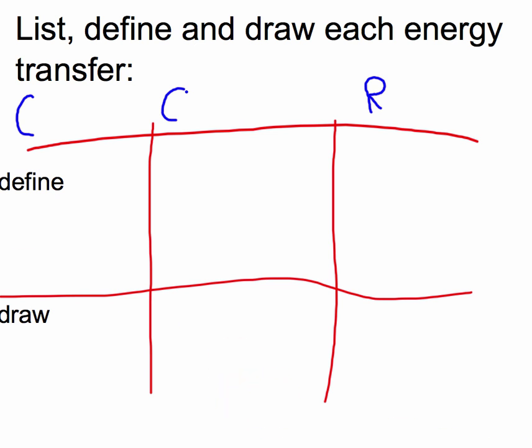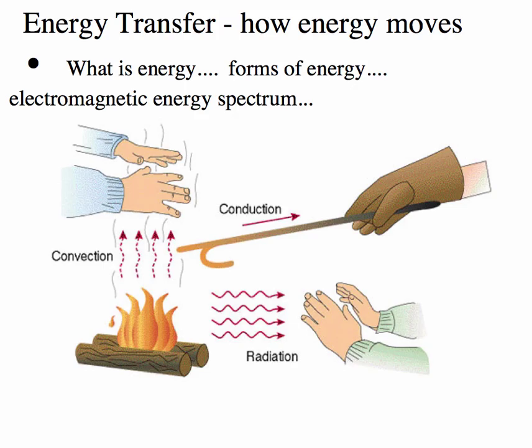Okay. Next, we're going to jump into a little overview slide of energy transfers or energy heat movement. And kind of remember, what is energy? What are the different forms of energy? We're talking electromagnetic energy, etc. What's on the spectrum? But as Mr. Kimpton said, we're going to focus on three main transfers: convection, conduction, and radiation.